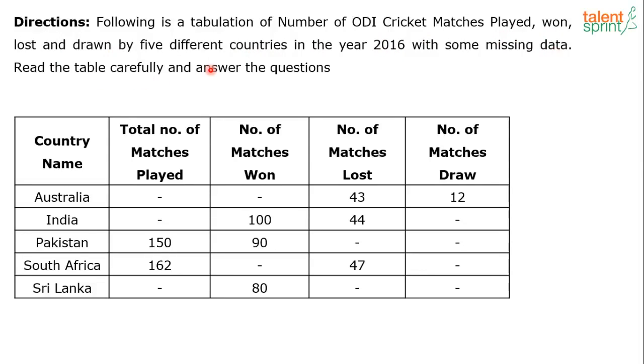Read the table carefully and answer the questions. So it's talking about the total number of matches played, number of matches won, number of matches lost, and the number of matches which are drawn. I think simple data. The 5 countries are Australia, India, Pakistan, South Africa, and Sri Lanka.